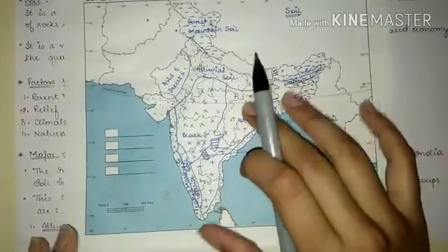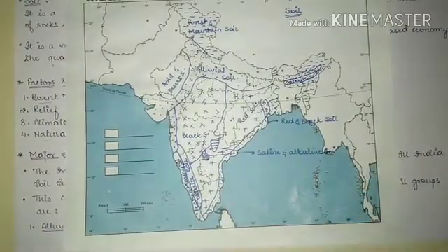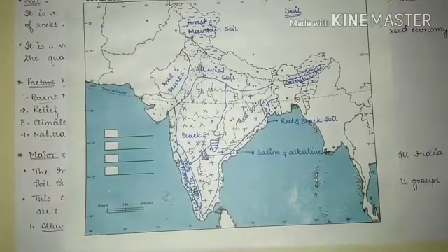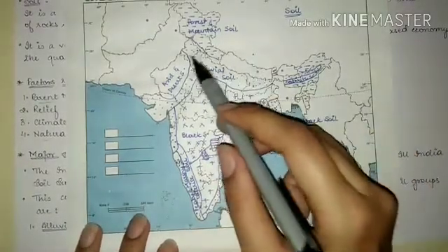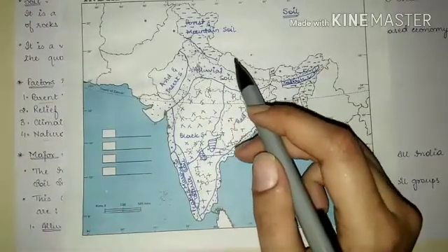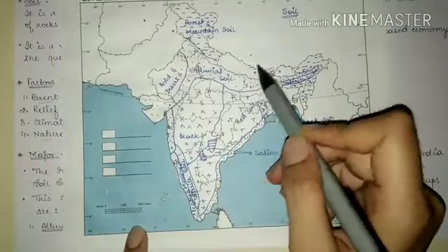Okay, and this alluvial soil is contributing the largest share in our agricultural wealth. Okay, and these areas are the most populated areas. The Indo-Gangetic Plain is one of the most populated areas. One of the reasons is that the soil is very fertile here.